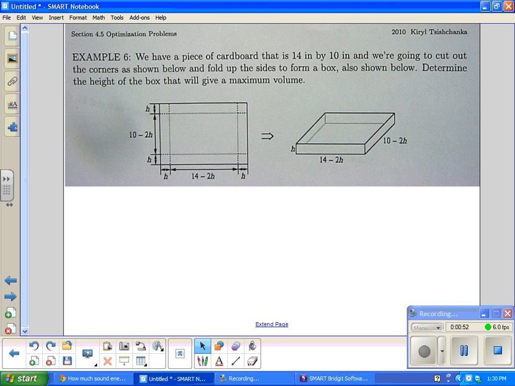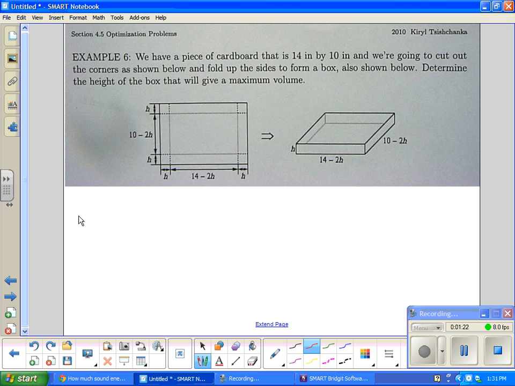I think this is a good starter problem, but I think in the long term, you can find this problem as worded. We have a piece of cardboard that is 10 by 14, and we're going to cut squares out of the corners and fold up the sides to form a box. Determine the height of the box. And you would have to be able to build these two pictures. But we know we have these two pictures. We know we want to make the volume a maximum. So it is an optimization problem. It has nothing to do with time. So we're going to have to maximize the volume.